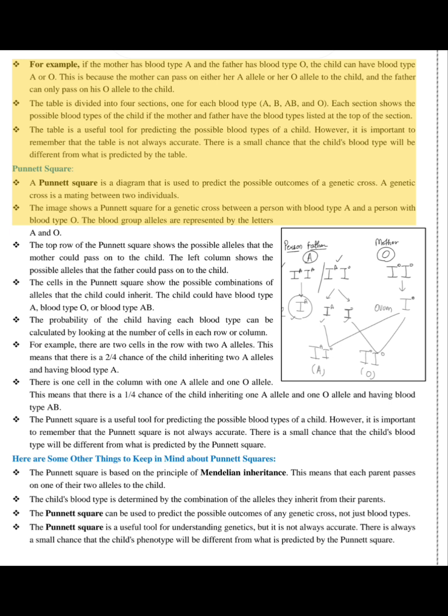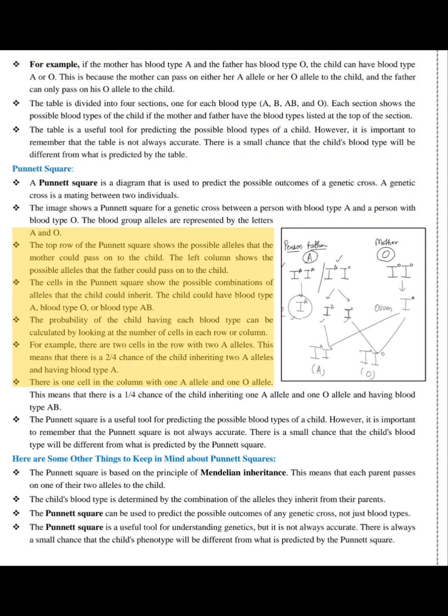Punnett square. A Punnett square is a diagram that is used to predict the possible outcomes of a genetic cross. A genetic cross is a mating between two individuals. The image shows a Punnett square for a genetic cross between a person with blood type A and a person with blood type O. The blood group alleles are represented by the letters A and O.